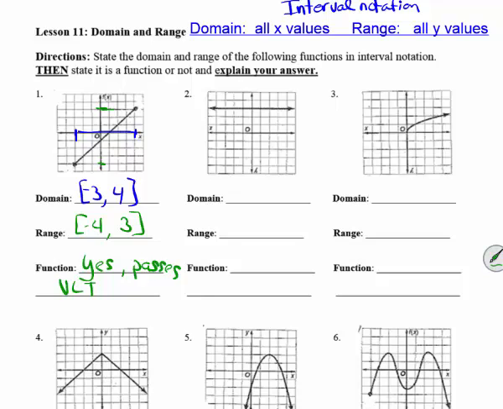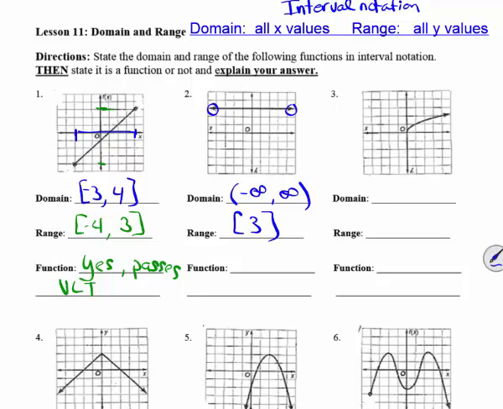Okay, next one. So domain. So for this one, for my x values, the arrows are telling me that it's going to keep going in both directions. So in this case, my domain is going to be negative infinity to infinity. Right? It has to be that because it's going to keep going in both directions. Range, well, it's a horizontal line. My range is going to be 3, because that's the only thing that it can be.